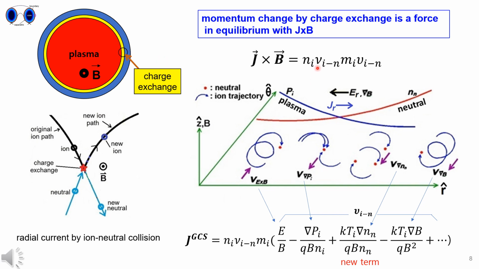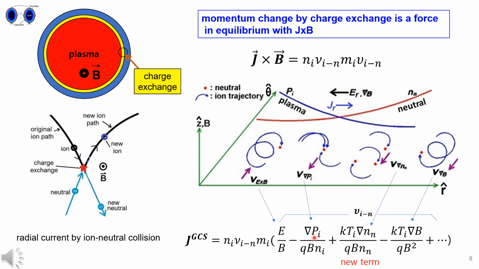The momentum change by the charge exchange reactions is a force that is in equilibrium with the J cross B force. Here the B field is in the toroidal direction and the momentum change is in the poloidal direction, so the current is in the radial direction. The relative velocity between the ions and neutrals, which contributes to the momentum change, has at least 4 components.